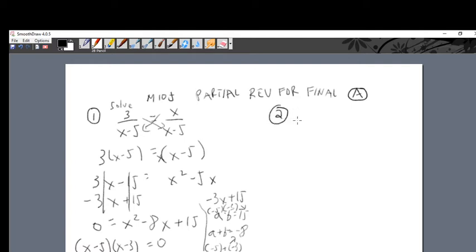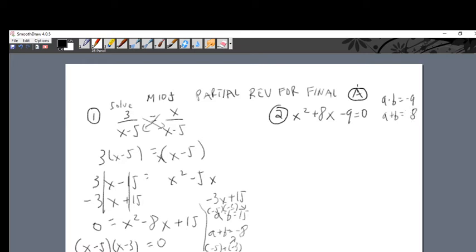Problem number 2. What if you've got x squared plus 8x minus 9 equals 0, just a regular quadratic equation problem. We can solve this through factoring. Magic numbers a and b, such that a times b is equal to negative 9, and a plus b is equal to the middle coefficient, 8.